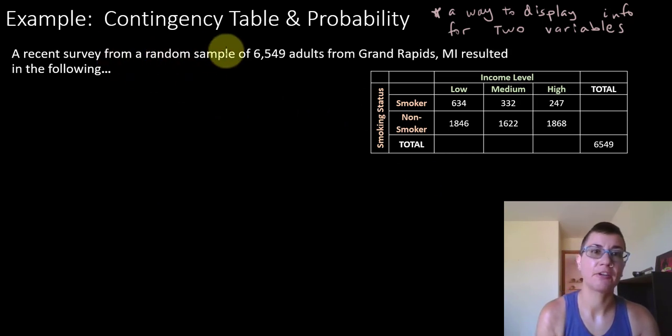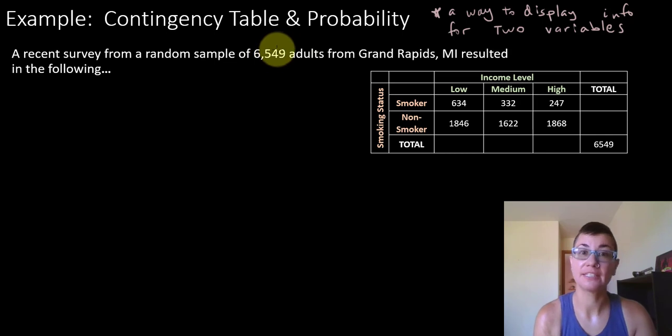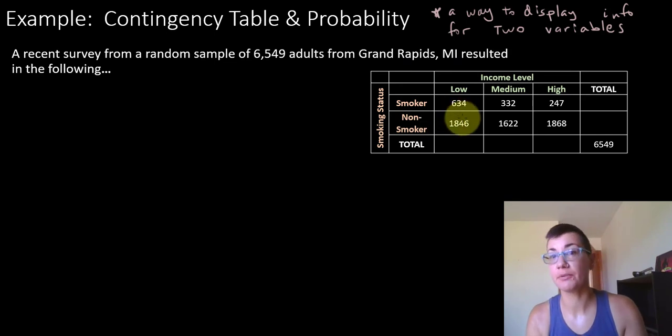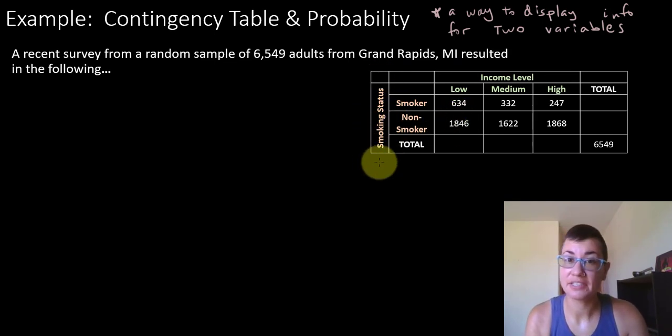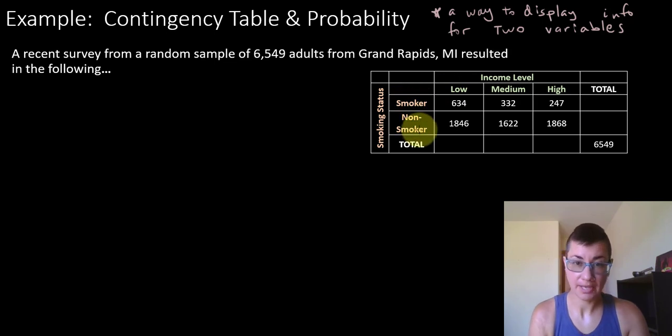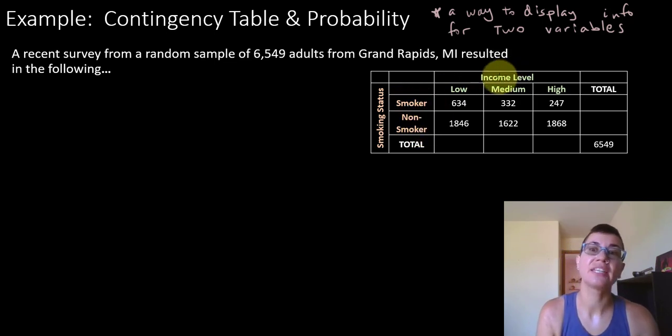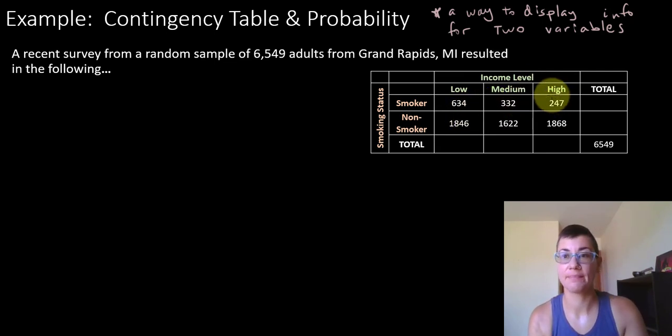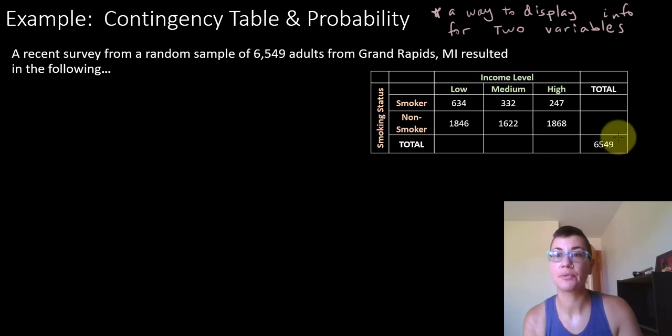A recent survey from a random sample of 6,549 adults from Grand Rapids, Michigan resulted in the following. So here is our contingency table. There are two variables displayed here. One variable is smoking status and the other is income level. And we've got either smoker or non-smoker as two categories there. And then income level has been categorized as either low, medium, or high. And we've got our total sample size in the bottom right corner there.